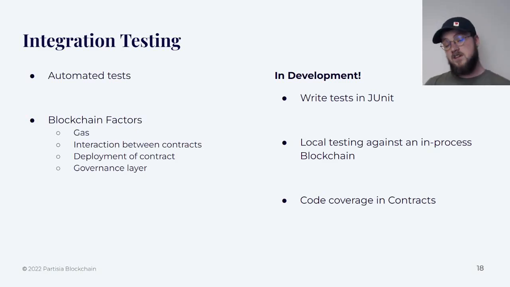So this is actually something we're working on at Partisia, where we want to make you able to write tests in JUnit, such that you can use the JUnit framework. And here you will be using a local in-process blockchain, such that you can make calls to it and have deployed contracts. And then we're also developing a tool here where you will have code coverage in your Rust contracts using the tests in JUnit.